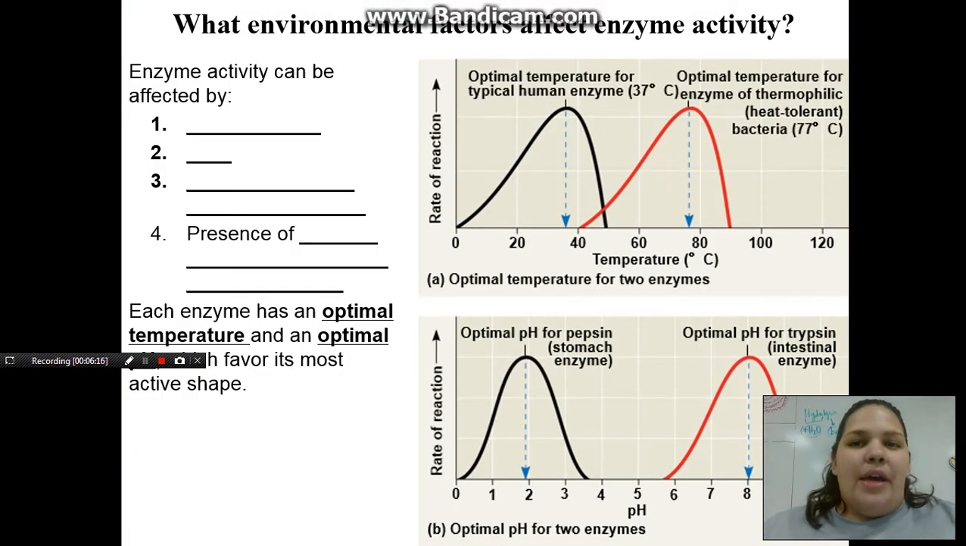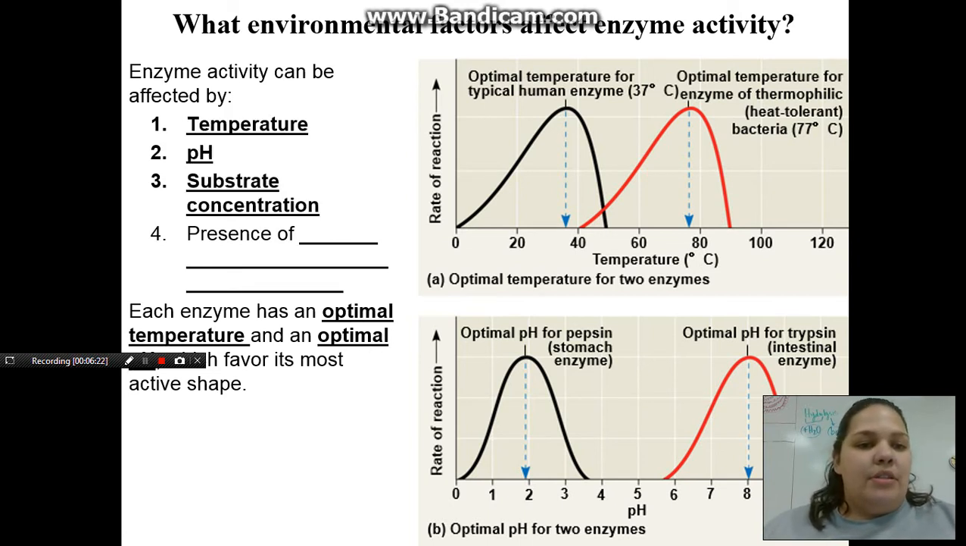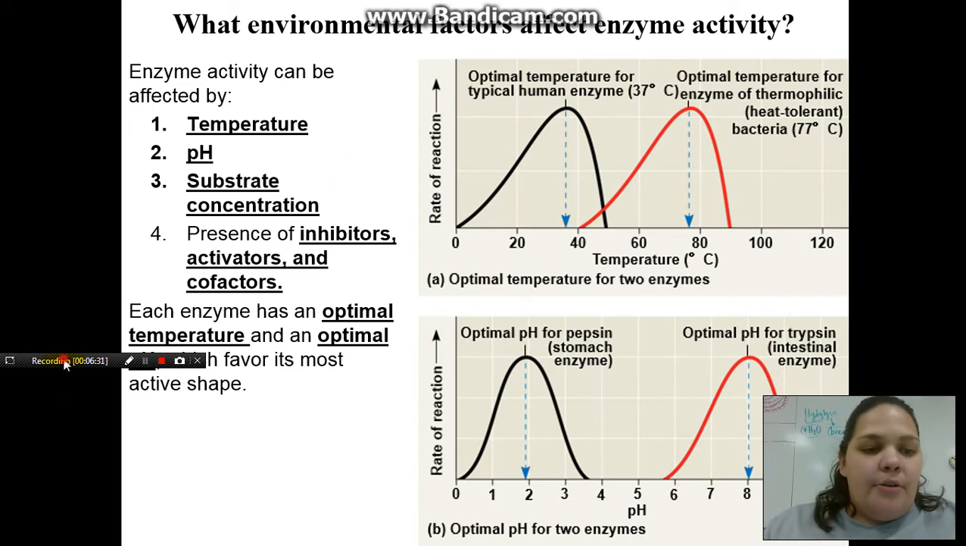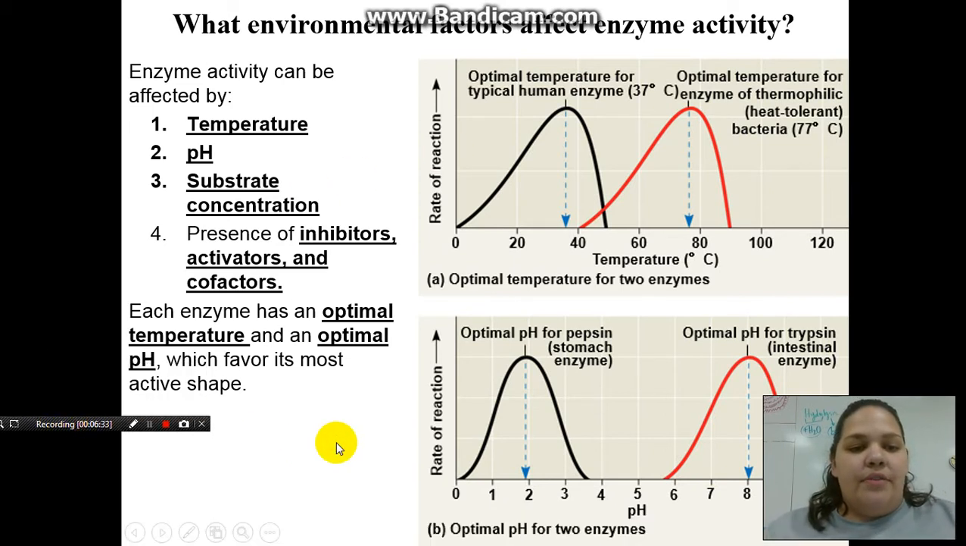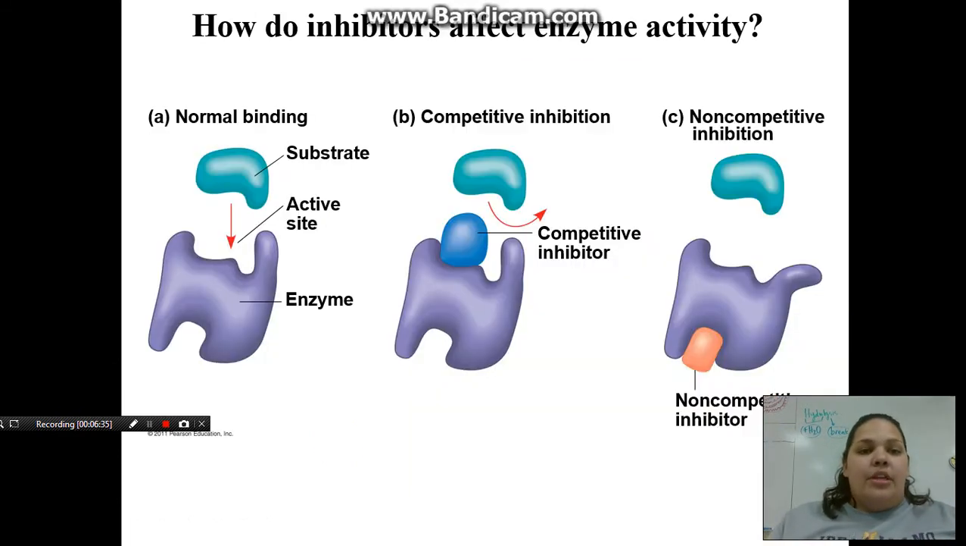So environmental factors can actually affect enzyme activity. Enzyme activity can be affected by temperature, pH, substrate concentration, and the presence of inhibitors, activators, and cofactors. Each enzyme has an optimal temperature and an optimal pH, which favor its most active shape.